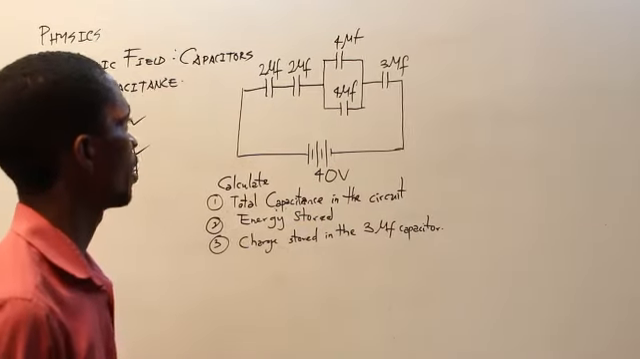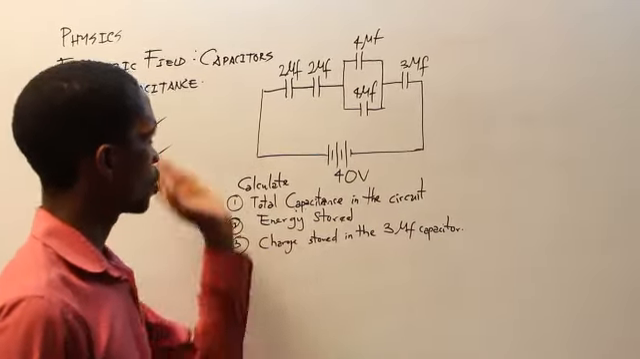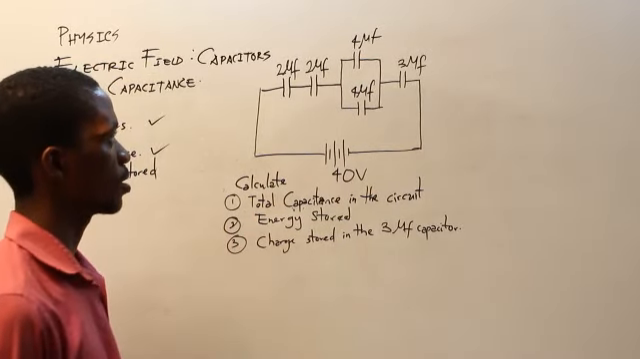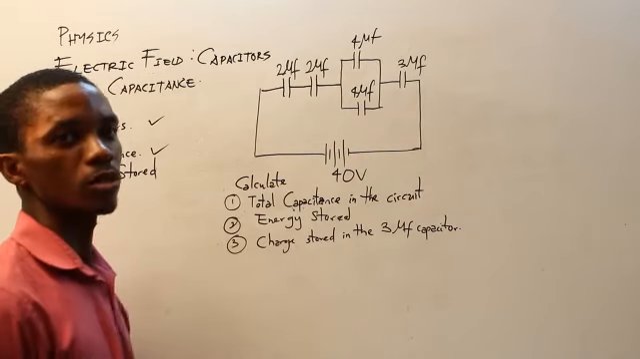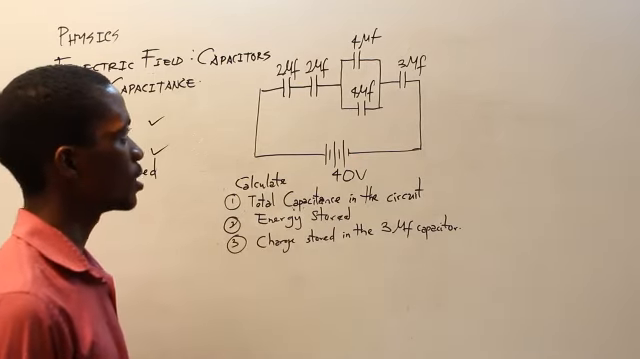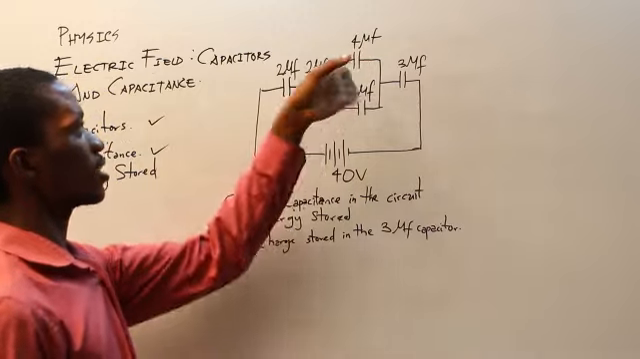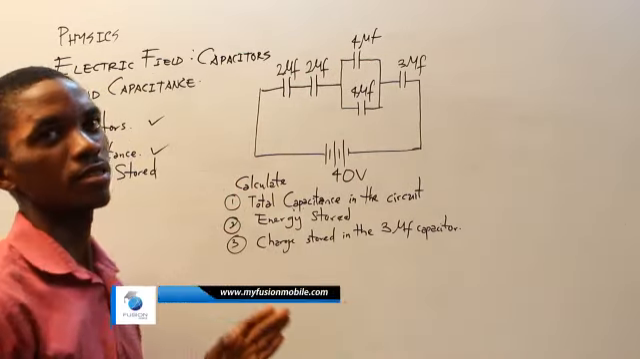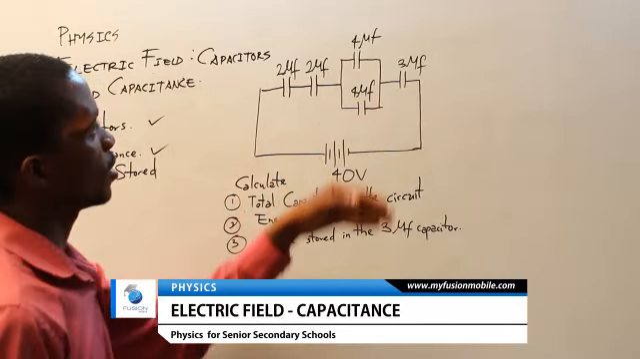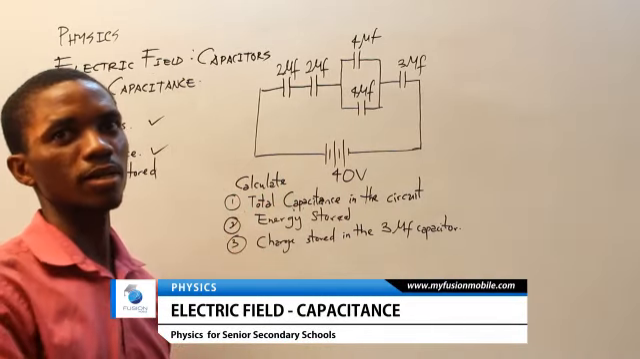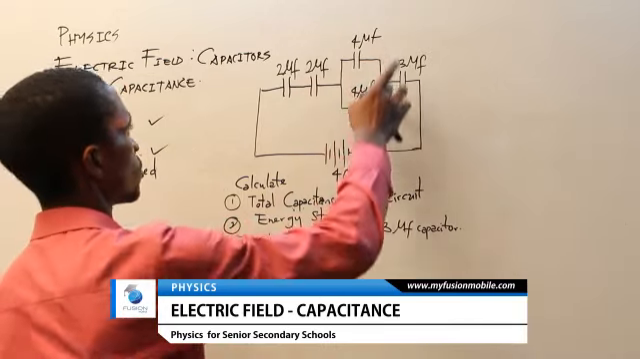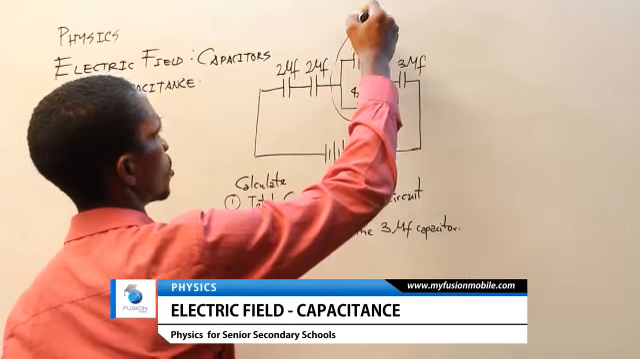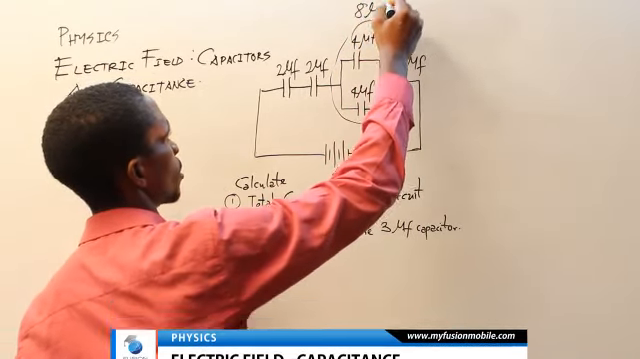So we have a question here. The question says we should look at the diagram and calculate the total capacitance of the circuit. By what we were taught, the easiest way to do it is to first add your parallel connection so that everything can be in series. So your parallel connection, how do you add? You just add the numbers. That's 4 plus 4 will give me 8. So the whole of this section becomes 8 microfarad.